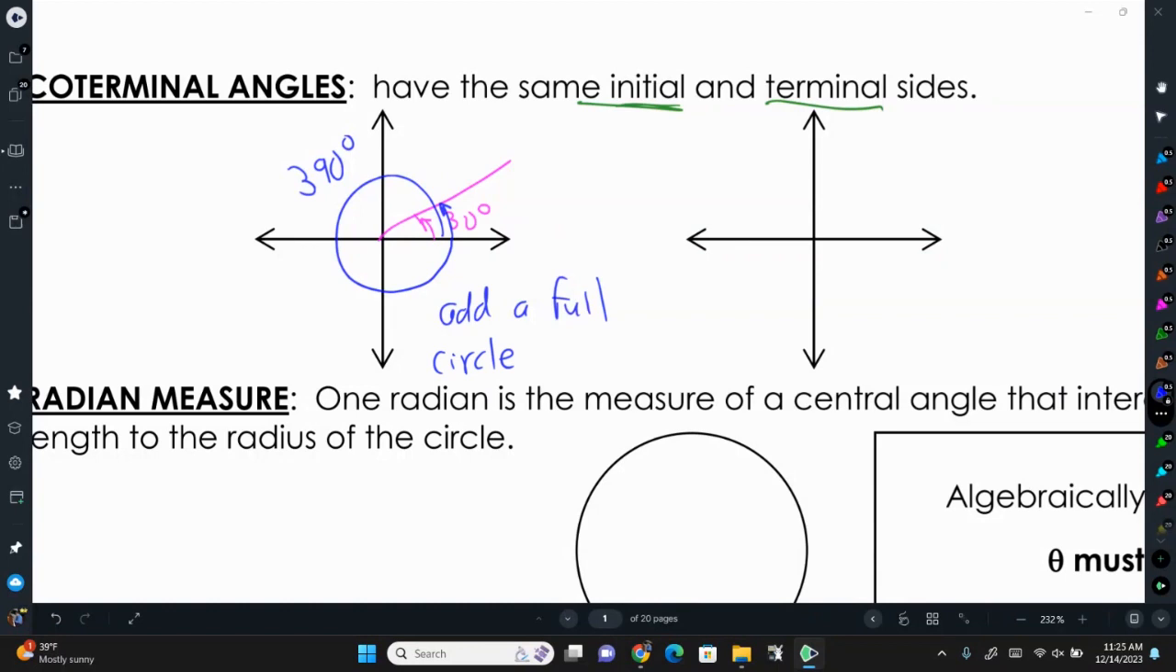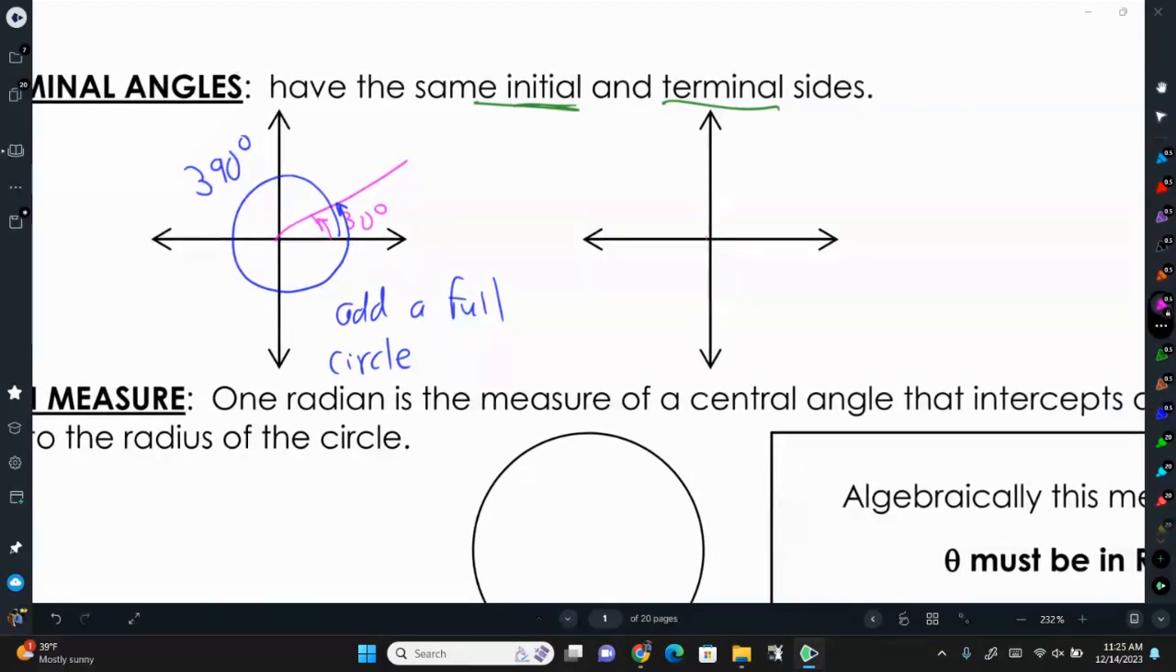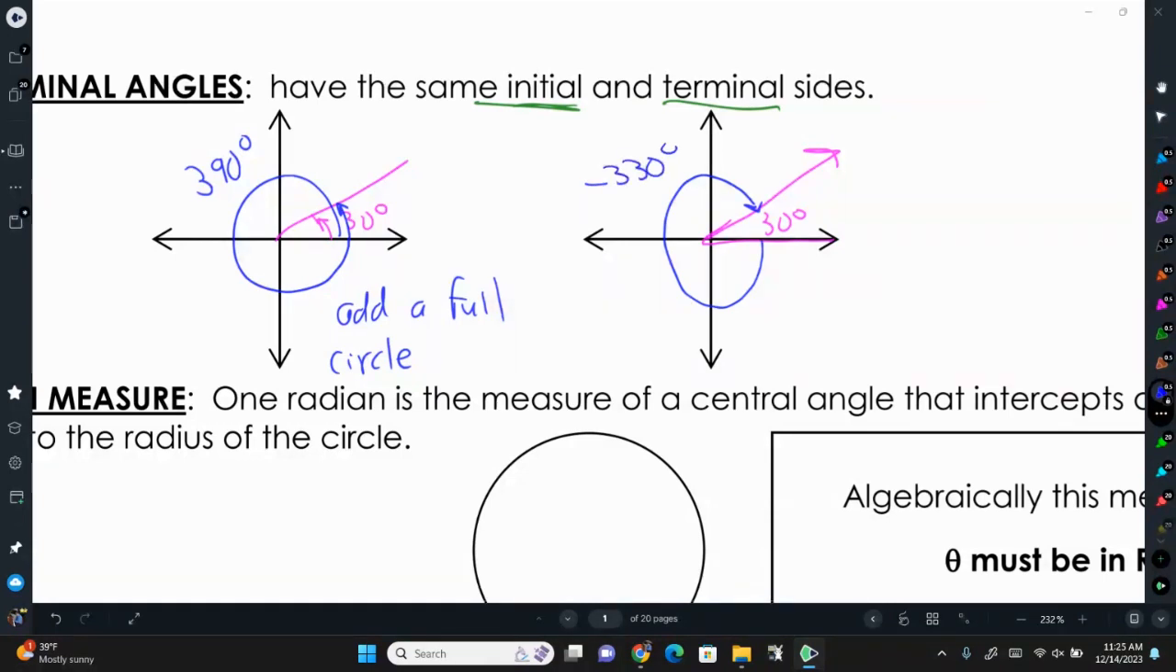But we could also subtract a full circle. So again, if we start with that 30-degree angle here, and instead of going counterclockwise, we go this way, clockwise, negative 330 degrees, we subtracted a full circle. That's another way to get the coterminal angles. So for coterminal angles, we are adding or subtracting a full circle.